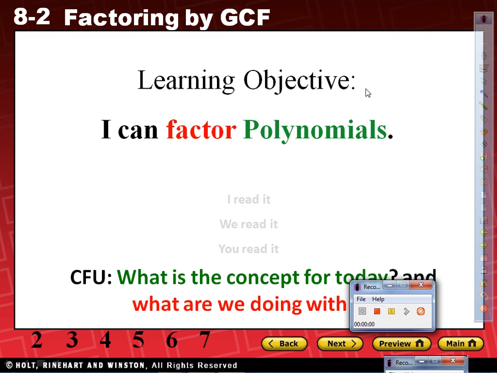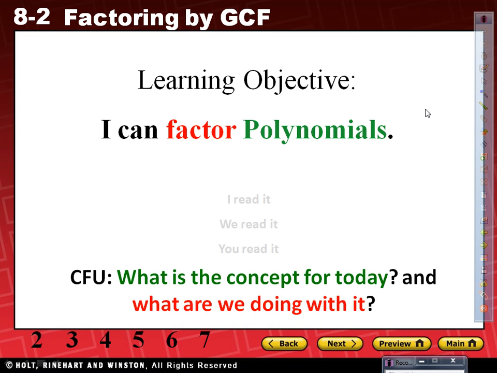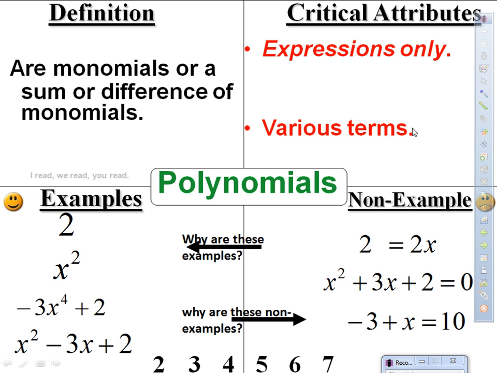So yes, we're coming back to polynomials because before we go into chapter 9, which is dealing with polynomials and equations, we need to make sure we finish polynomials by doing multiplication and factoring. So today we're going to be doing factoring, okay? So with that said, you don't have to copy this.